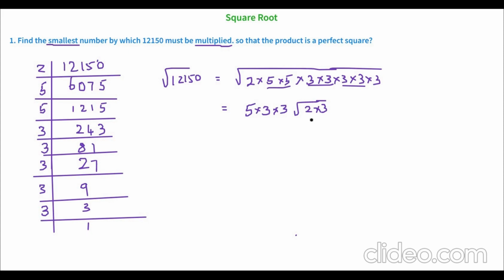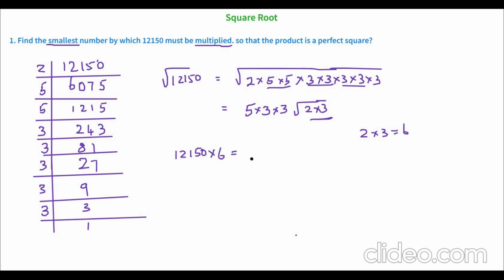So now since 2 and 3 don't have a common number here, 2 times 3 is 6. So this number, 12,150, has to be multiplied with 6. So when we multiply 12,150 with 6, we will make these numbers into pairs.